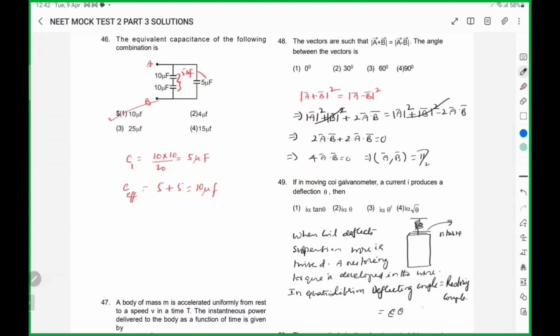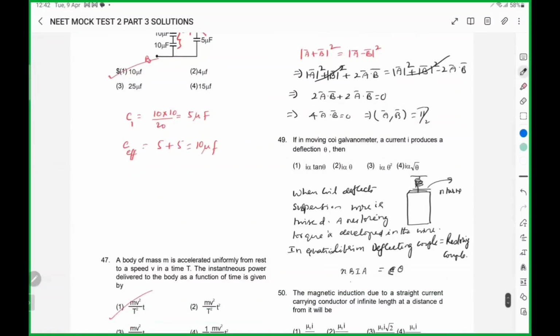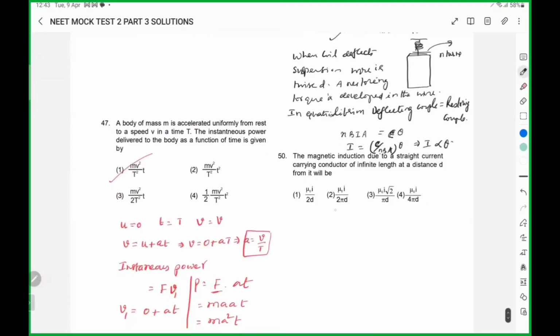Here C is this restoring constant. This deflecting couple is NBIA. So I here is C theta by NBA. C is the constant, the restoring torque, N the number of turns, B magnetic field, A cross sectional area. All these are constant. This is the direct formula.